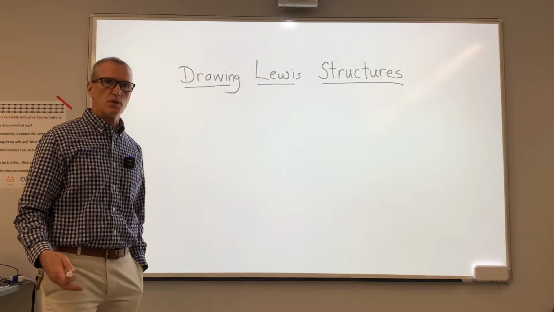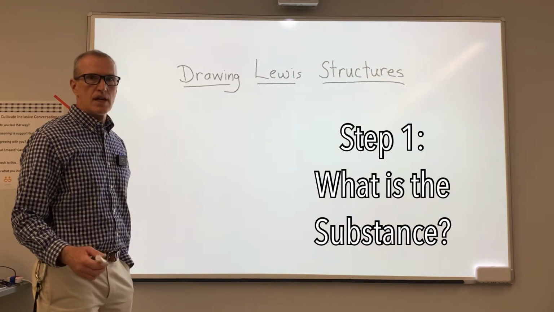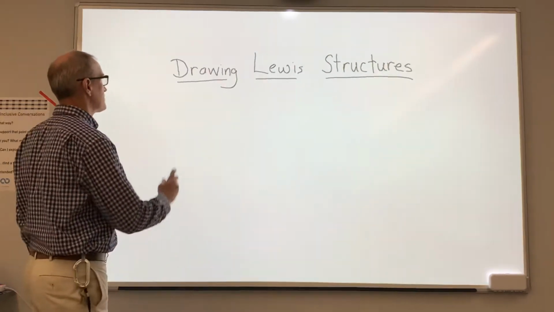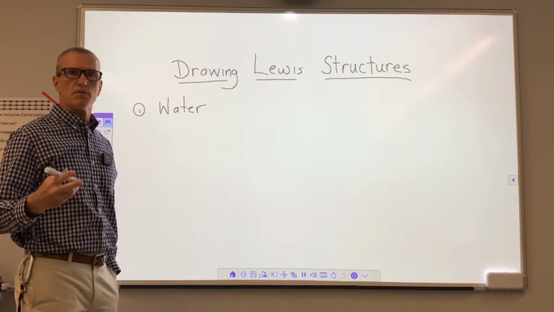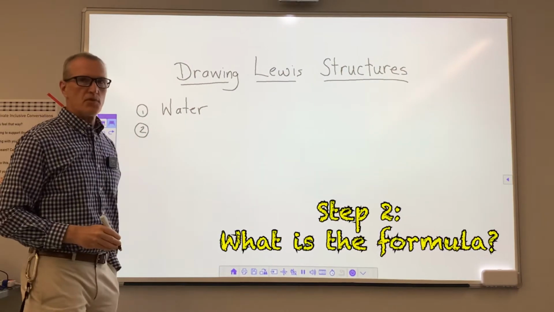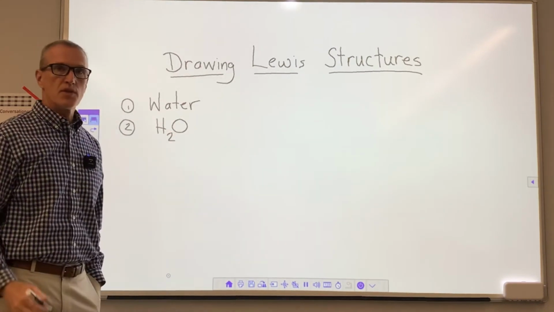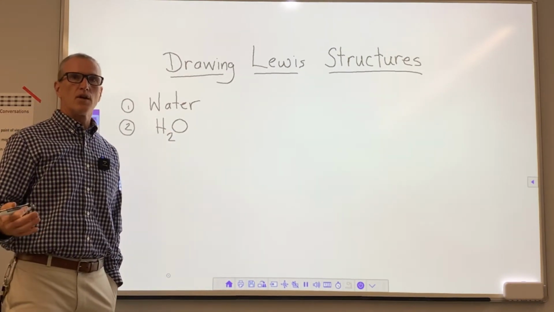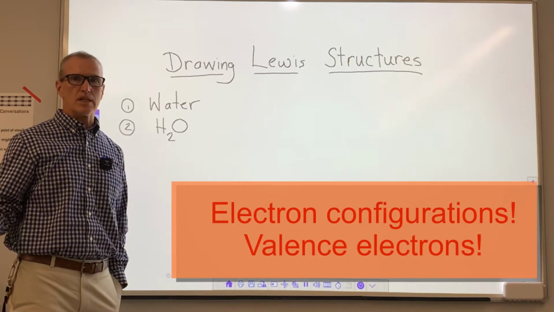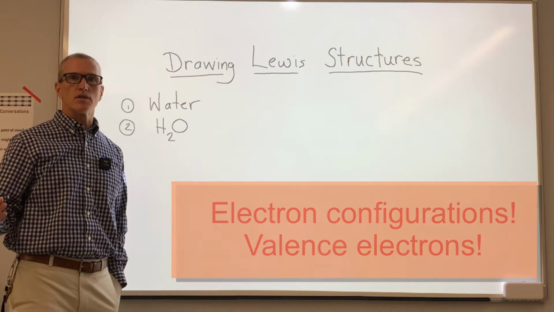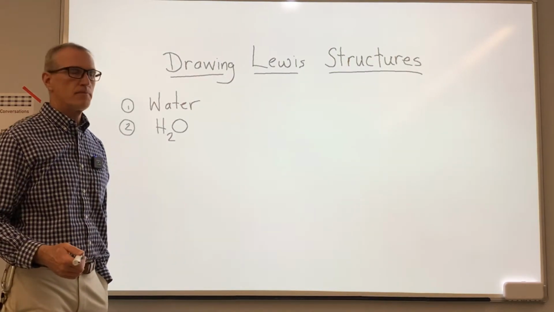makes it pretty straightforward. Step one, we need to know what is the substance that we're working with. Let's say it's water. What is the chemical substance? Step two, what is the formula of this compound? H2O. So this video assumes that you're already comfortable with electron configurations and understanding what valence electrons are and how to determine the number of valence electrons that any element has.